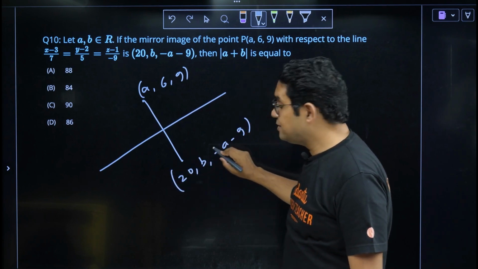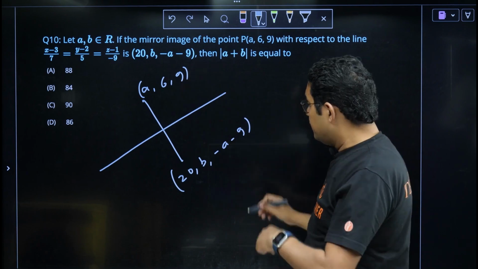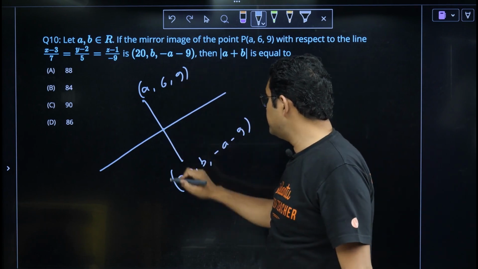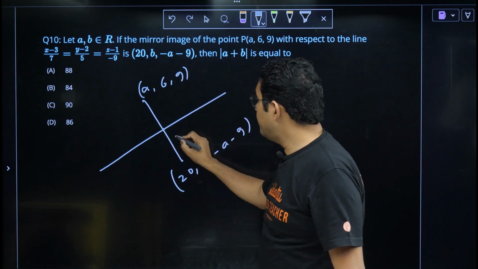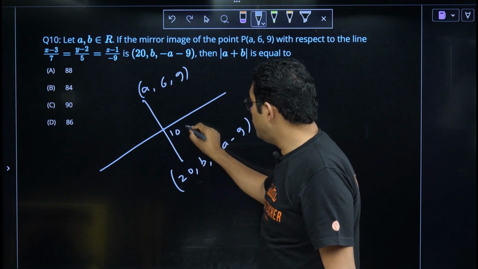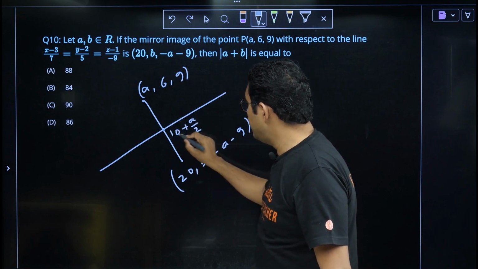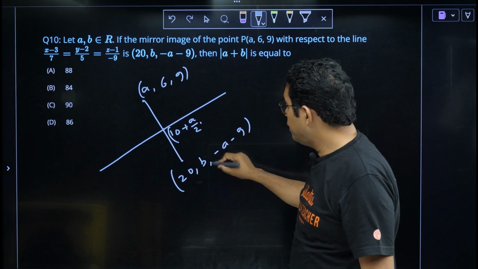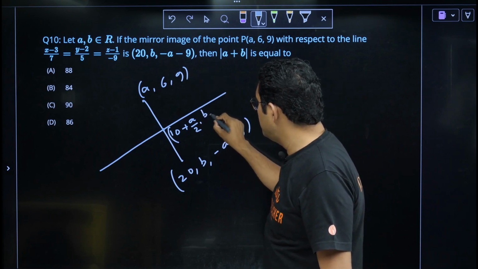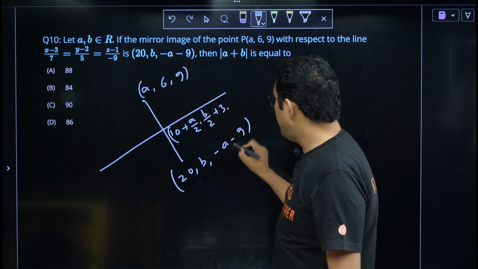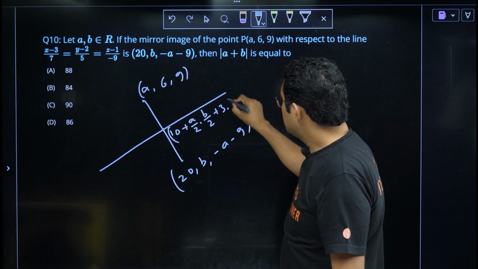Now, if this is the image of this point, there are 2 things. One, their midpoint should lie on the line. Midpoint is actually 20 plus A whole divided by 2. So it will be 10 plus A by 2 like this. Similarly, for the y coordinate, it will be B by 2 plus 3. And here, this 9 will get cancelled. So minus A by 2.